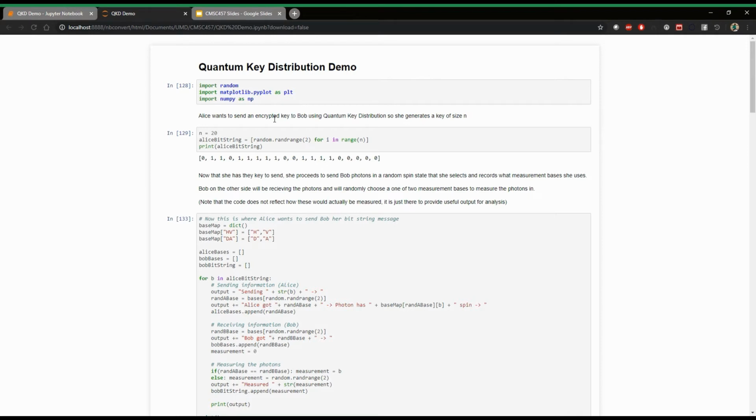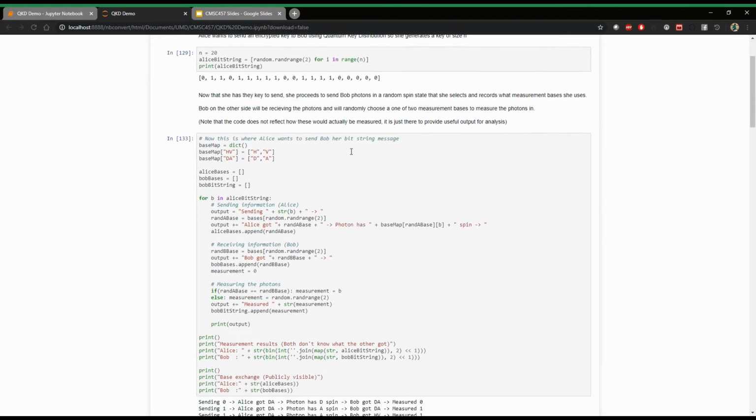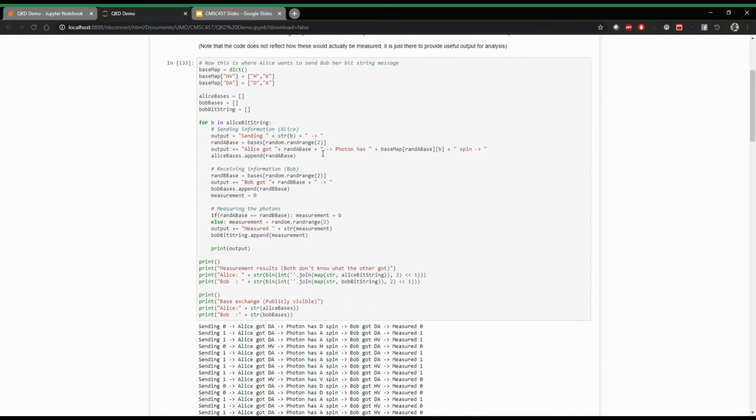So as you can see here in this Jupyter Notebook, Alice will randomly generate a string of bits. Then for each bit, Alice will send the information using one of the bases, and Bob will receive and measure them here. Please keep in mind that this code does not actually reflect what is physically happening, it is just a representation of what happens when we use this type of method.